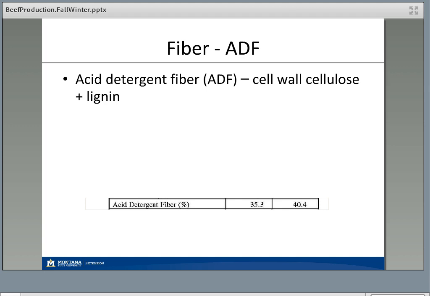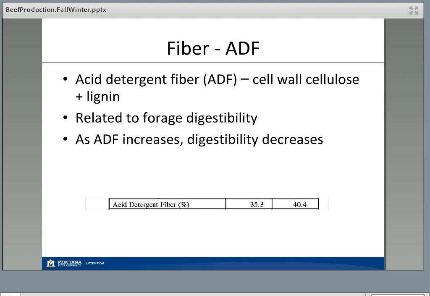ADF is related to forage digestibility, such that as the amount of ADF in a forage increases, digestibility decreases. Okay, so hopefully this makes sense to you, as if you have more fiber in something, you have less energy from it, and so it's less digestible to the cow.